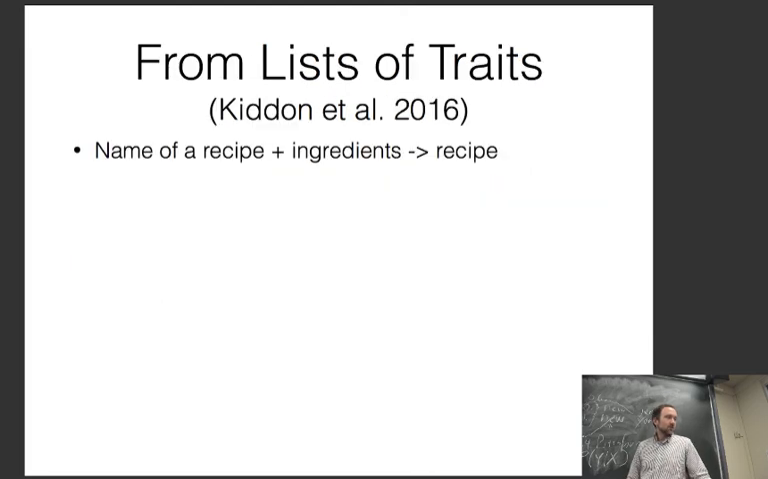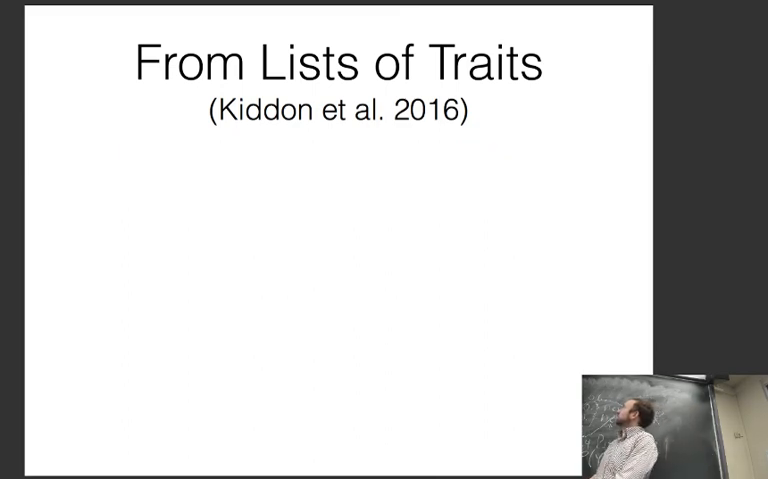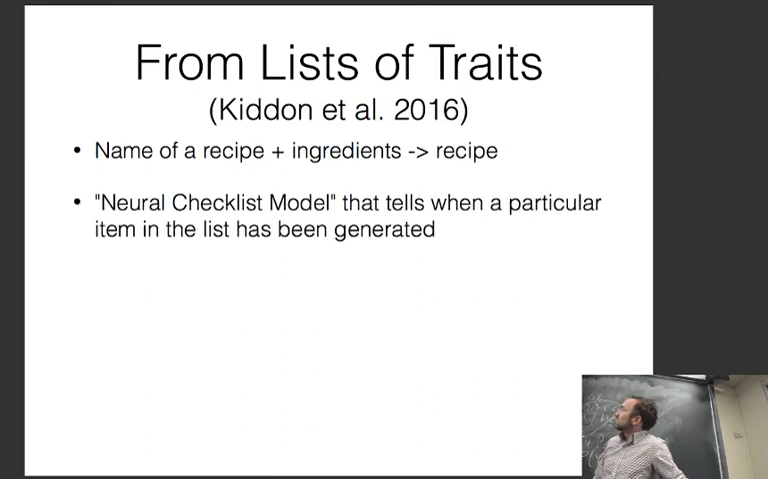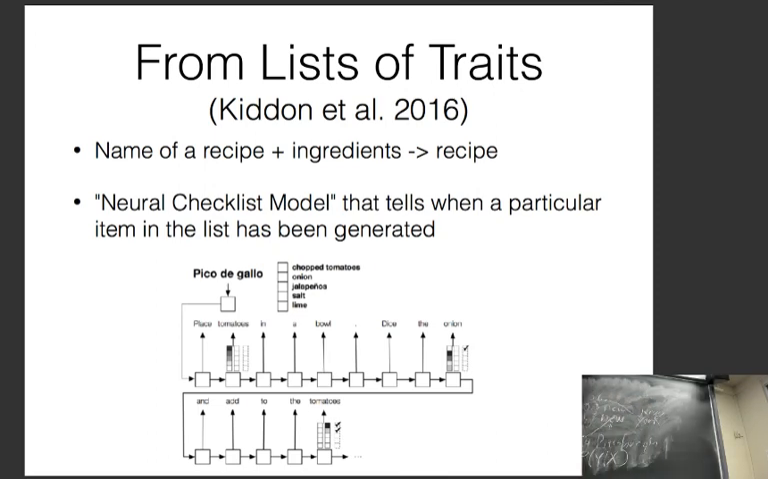So another thing is, this is a kind of interesting paper where they generate from lists of things that you would like to have in the output. So they basically have a name of a recipe plus the ingredients of the recipe. And they propose something called a neural checklist model, which basically checks off when you've added each of the ingredients to the recipe. So the model looks kind of like this. You input pico de gallo and chopped tomatoes, onion, jalapenos, salt, and lime. And the output is something like place tomatoes in a bowl, dice the onion, and add to the tomatoes. So this is a kind of interesting task, and their model for it is kind of clever. So if you're interested in generating from lists of things that you would like to have in the output, this would be a good model for that.